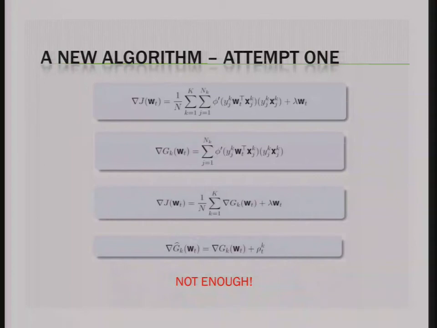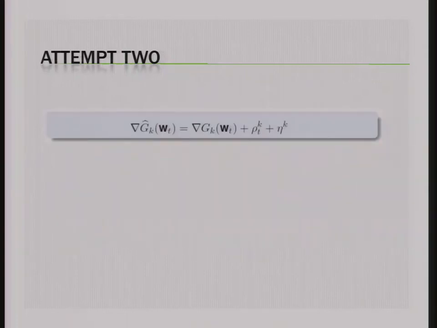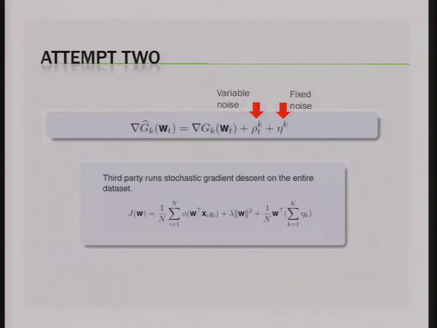The output you finally get would not be private. So what we do is make another attempt at solving this problem. Now each party, instead of adding only the noise that preserves its gradient, which is a variable noise added at every iteration, also adds one more noise, which is a fixed noise. What this means is that the effect of this fixed noise cannot be taken away by the third party, because it is the same noise that gets added to every iteration.